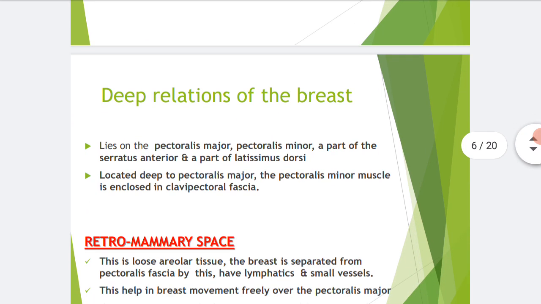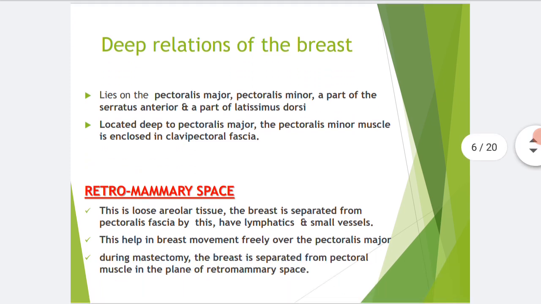The deep relations of the breast. The breast lies on the pectoralis major, pectoralis minor, a part of the serratus anterior and a part of latissimus dorsi. It is located deep to the pectoralis major. The pectoralis minor muscle is enclosed in the clavipectoral fascia.